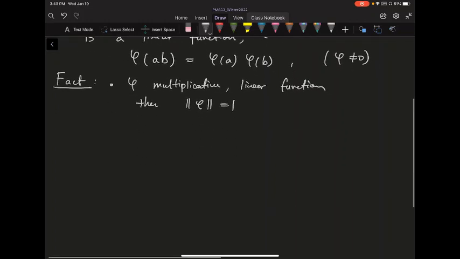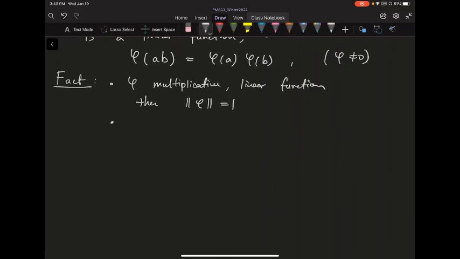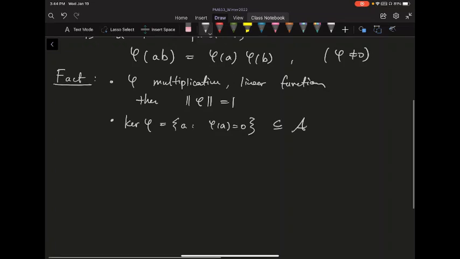All right, and the second fact is the following. If you consider the kernel of phi, phi being a linear map, you consider all the elements a where phi of a maps to 0. You can convince yourself this is going to be a closed subspace of A. Okay, that's fairly clear. And moreover, it's going to be a closed two-sided ideal.